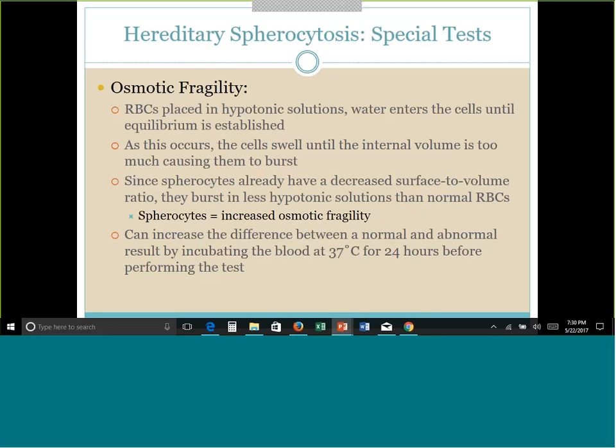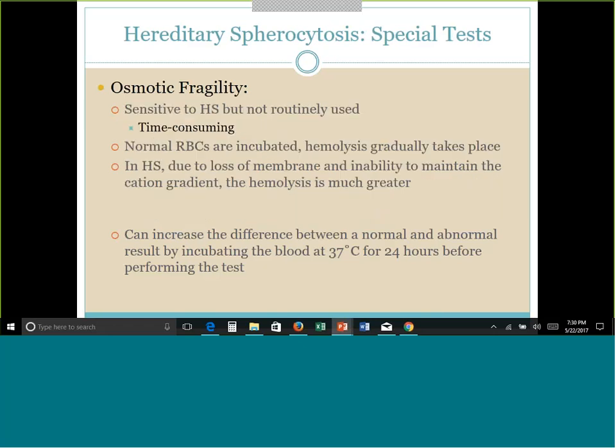So here's a little bit on that osmotic fragility test. What they do is they will place red cells into a solution. Water will enter the cell until equilibrium is established. When you have a spherocyte, because they have so much content on the inside and less surface, they can't handle very much water. So when you try to put water into them, they will quickly burst. So they have increased fragility, whereas a normal red cell can handle quite a bit of water for a while. So spherocytes will burst faster. That's the key end result of osmotic fragility.